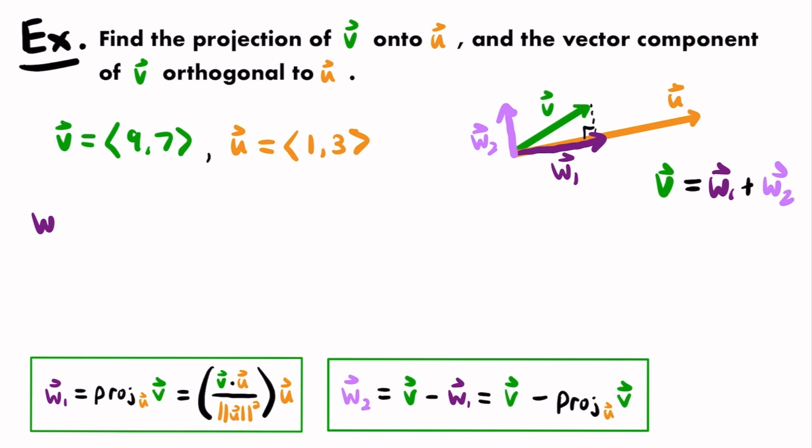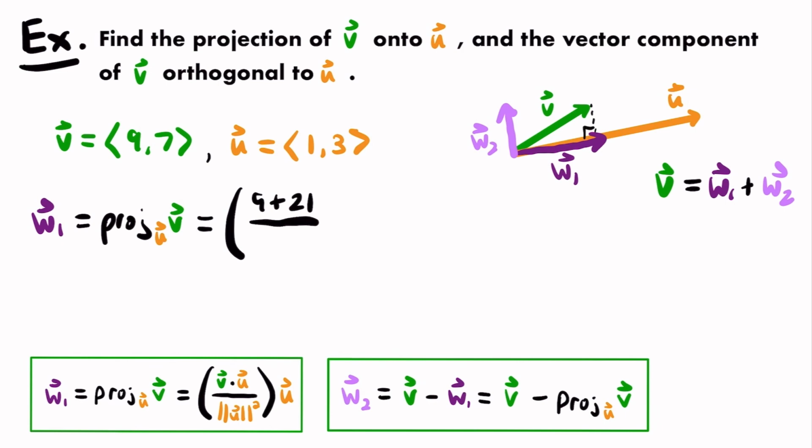We will have that vector w1, which is equal to the projection of vector v onto vector u, will be equal to the dot product of vector v and vector u. The dot product of two vectors is equal to the sum of the products of corresponding components. So we'll multiply the x components together and add that to multiplying the y components together. So we'll have 9 times 1, which is 9, plus 7 times 3, which is 21.